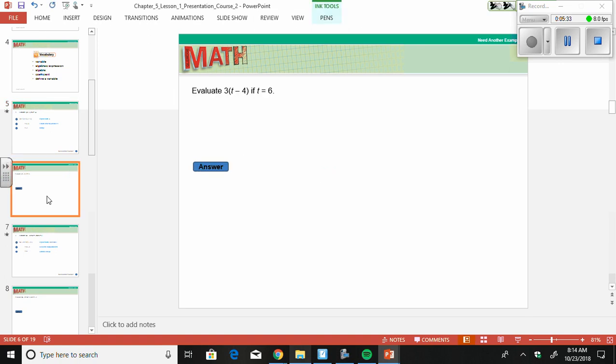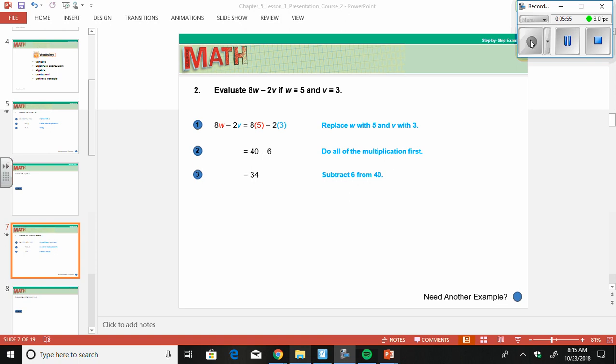So again, the first thing we're going to do when we evaluate is replace. So we get 3 parentheses 6 minus 4. Then we do the parentheses inside the parentheses first. So we bring down the 3. We haven't used it. Times 6 minus 4, which is 2. 3 times 2 is an answer of 6.